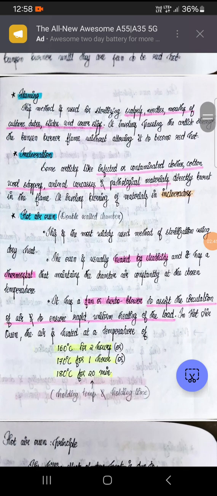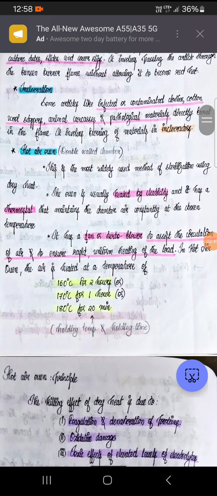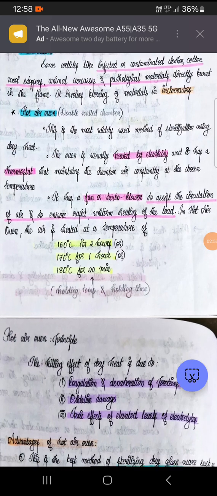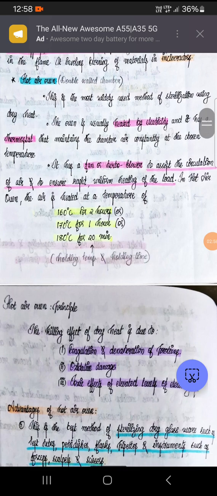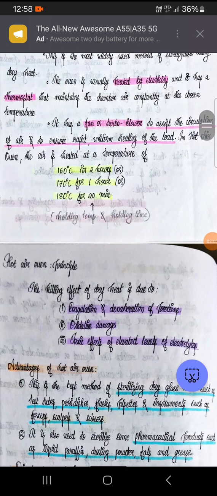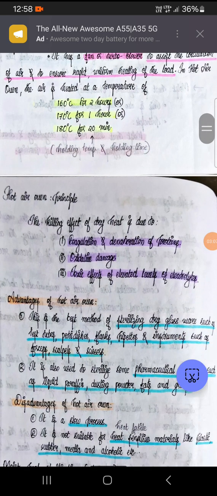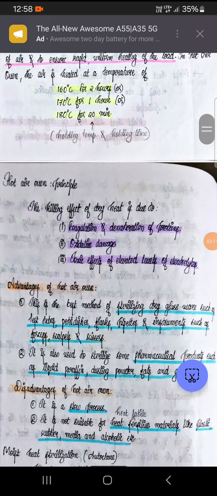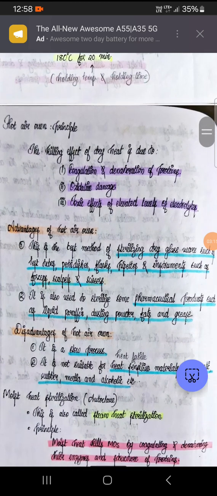It is a double-walled chamber. This is the most widely used method of sterilization using dry heat. The oven is usually heated by electricity. It has a fan or turbo blower, and the air is heated at a temperature of 160 degrees for 2 hours, or 170 degrees for 1 hour, or 180 degrees for 20 minutes. The hot air oven's principle is coagulation and denaturation of proteins, oxidative damage, toxic effects of elevated levels of electrolytes.